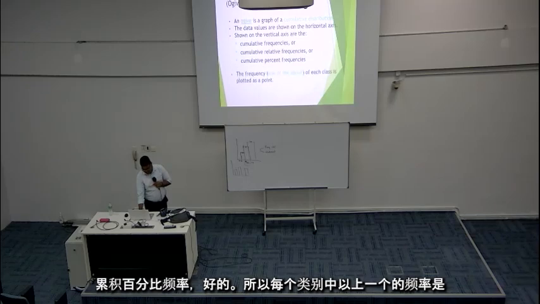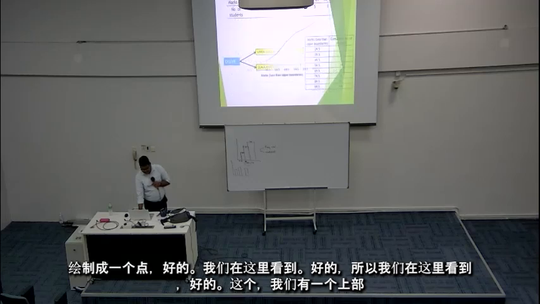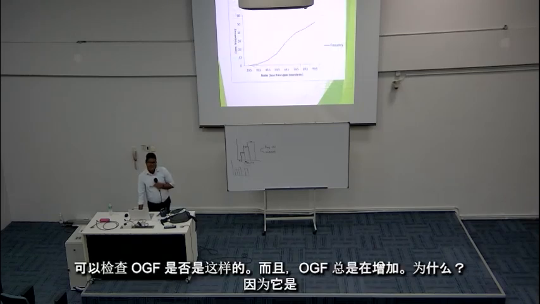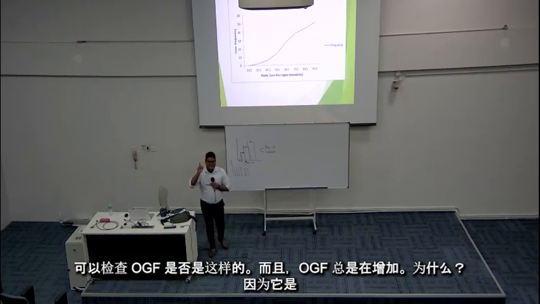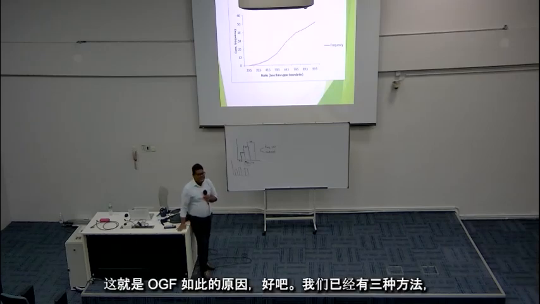The cumulative frequency above each class is plotted as a point. We see here an upper class boundary, and then we also have the cumulative frequency on the y-axis. You can check the ogive is like this, and the ogive is always increasing. Why? Because it involves the cumulative frequency. Cumulative frequency is always increasing in value. So that is why the ogive is like this.